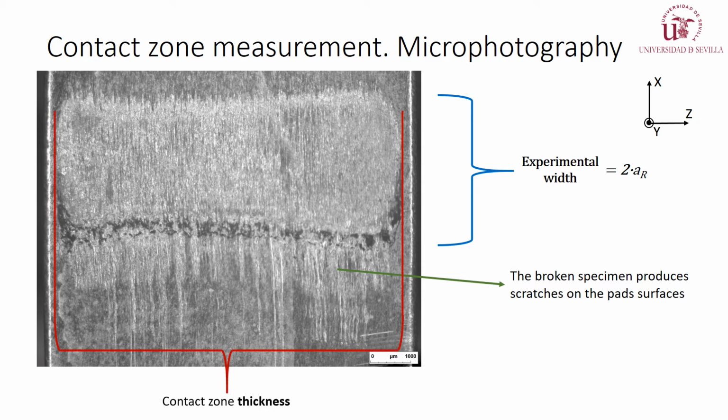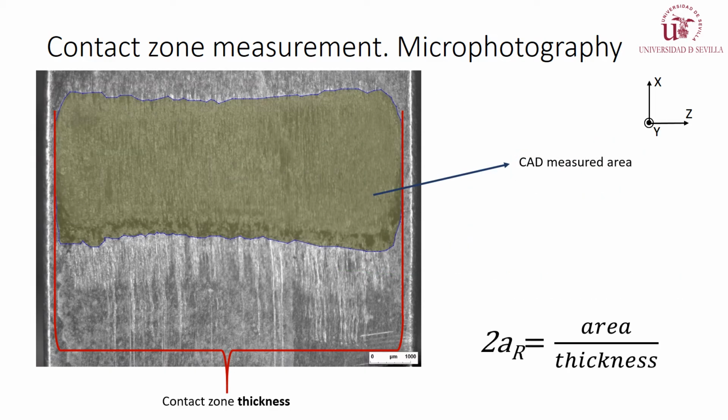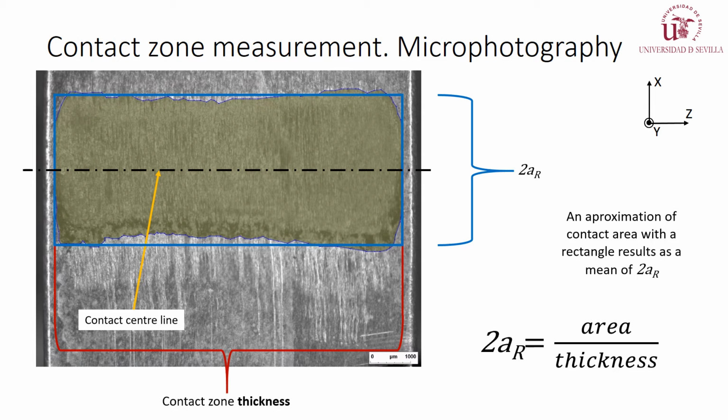It shows a smaller contact zone thickness than the specimen thickness and is measured to calculate the experimental width, called in this work 2AR, A of rolling. The method used to measure the experimental width 2AR is the division of the area measured by CAD software by the contact zone thickness. The contact zone thickness is considered a constant value. The method attempts to approximate the contact zone to a rectangle. This rectangle has the same CAD-measured area and the same thickness as the contact zone. The other side of the rectangle is the mean value of the contact width 2AR.